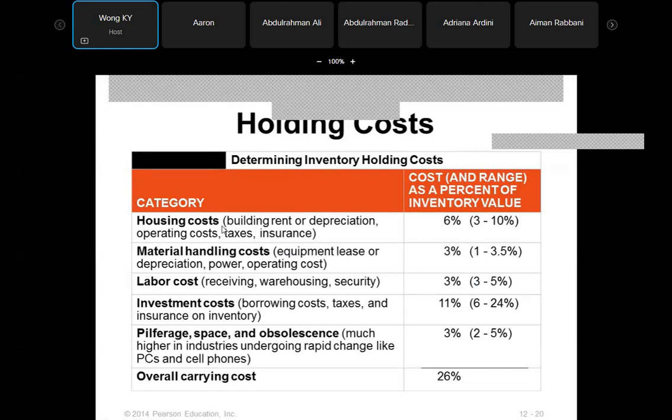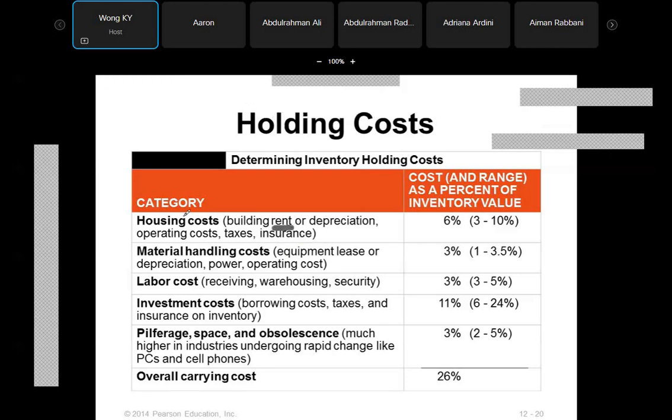To hold or to store inventory, we need a warehouse, right? In other words, we need a space. So a company either rents a warehouse to store the inventory or builds its own warehouse. If the company rents a warehouse, then rental cost will be involved. So rental cost is part of housing cost. And if the company builds its own warehouse, then after building it, the warehouse will depreciate over time, right? So depreciation cost will be involved. So depreciation is also part of housing cost. And of course, the warehouse has to be operated, correct?